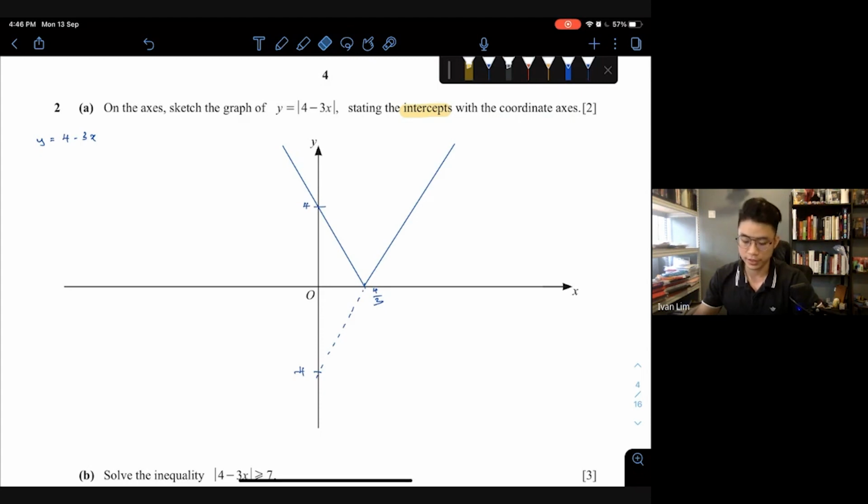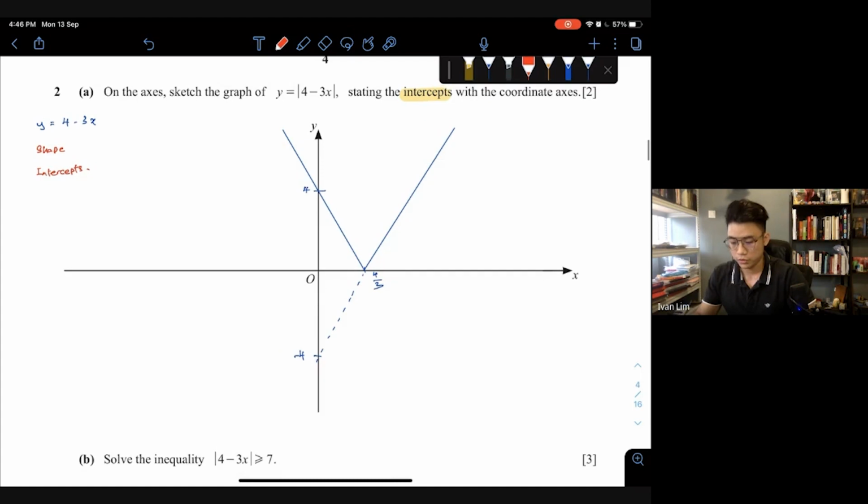Because they ask you to show the intercepts. So first one, shape, 1 mark. Both intercepts, 1 mark. So your x-intercept and y-intercept, where x equals 0 and y equals 0. So it's a 2 mark question.